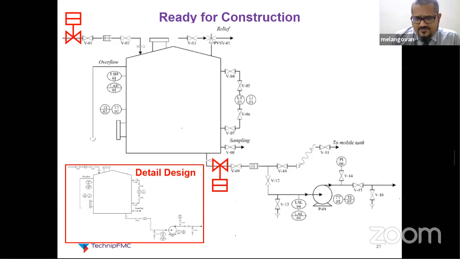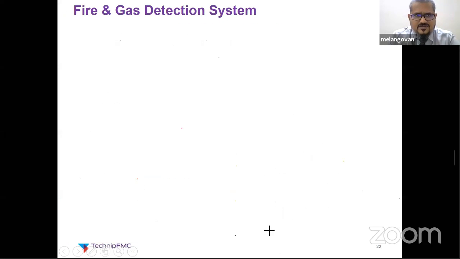With all these protection measures, something happened, some loss of containment happened. So how can I minimize the consequence effects? That's what we are going to discuss further. The first thing is the fire and gas detection system. Whenever a leak happens, the very first protection layer in place is the fire and gas detection system.